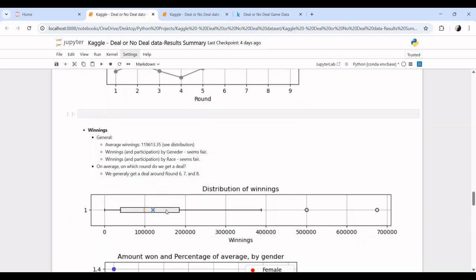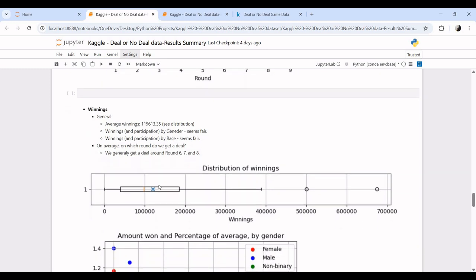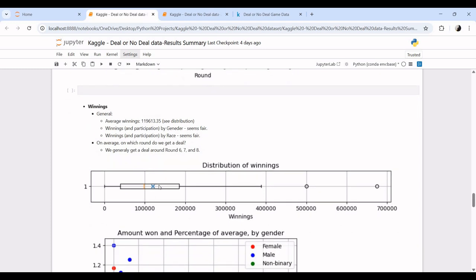And afterwards, I also had a look at the winnings, so the deals that were made. So the average winnings were about $120,000. We're having a look at the distribution there. I also had a look at the winnings and participation by gender and race. There didn't seem to be any bias with these two variables. Distribution was okay. It didn't seem that any gender or any race was making particularly more money.